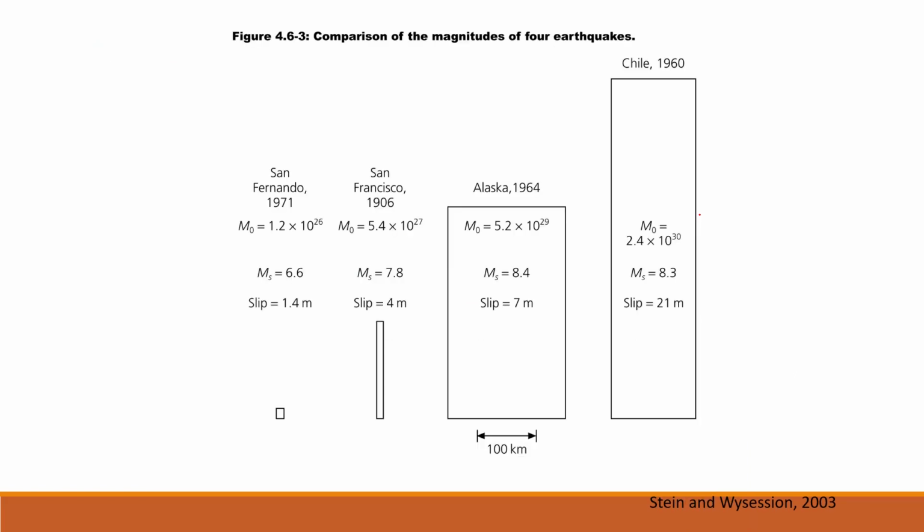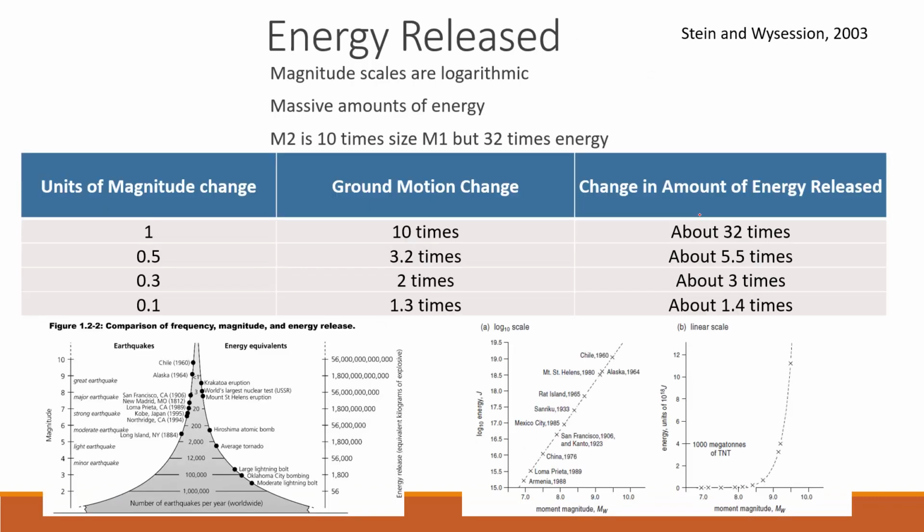Just bigger so you can actually see it. So again, the energy release, the magnitude scales are going to be logarithmic. There are massive amounts of energy being released. So a magnitude 2 is 10 times the size of a magnitude 1, but it's 32 times the amount of energy. So for each change in magnitude, you have 10 times the ground motion change, but 32 times the amount of energy. If you go up just 0.1, so going from a 9 to a 9.1, the ground motion is 1.3 times. The energy is 1.4 times. So this goes up very, very, very fast.